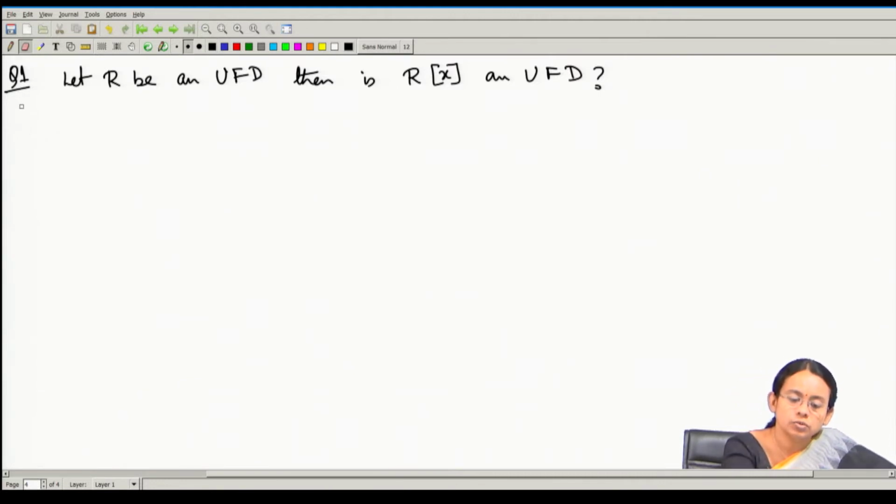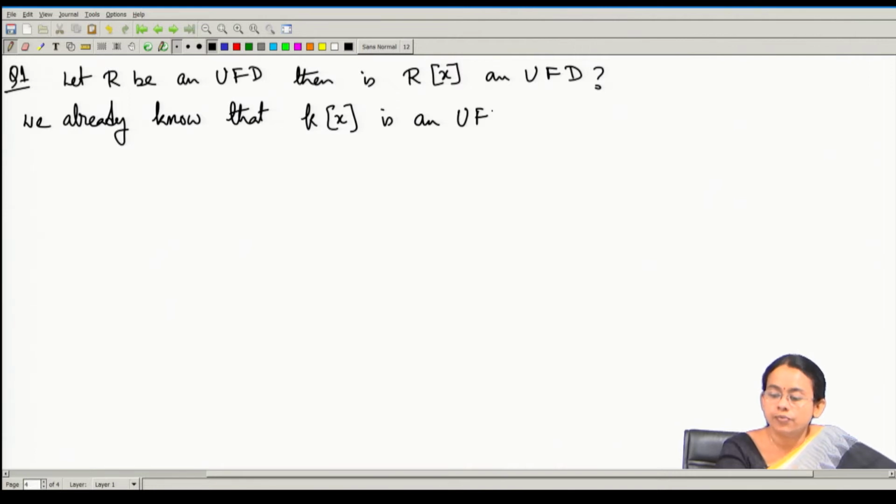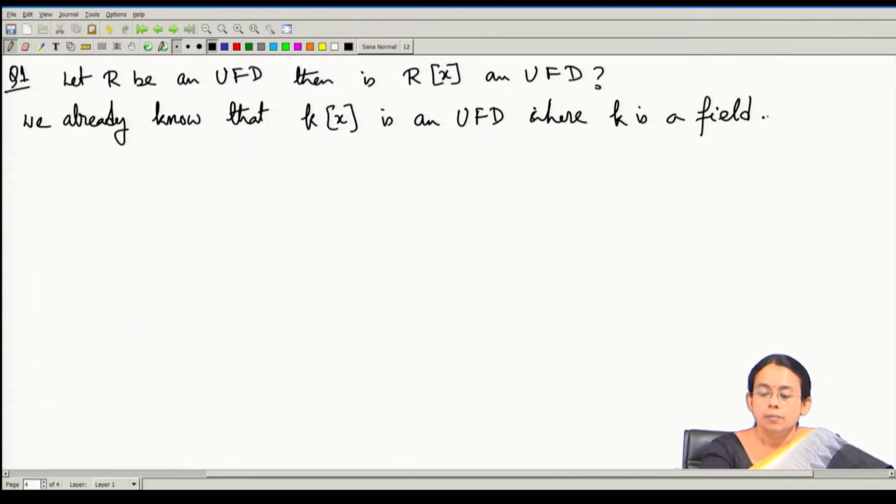So, before addressing the next question, let me just say that we already know that K[x] is a UFD where K is a field. But we do not know if we replace this K with any arbitrary unique factorization domain, then whether it will still remain a UFD or not. But I know that a polynomial ring over a field is a UFD. So, now somehow if I am able to connect or go from R[x] to a polynomial ring over a field, then maybe I will be able to say something. But how to go from R[x] to a polynomial ring with coefficients in a field?